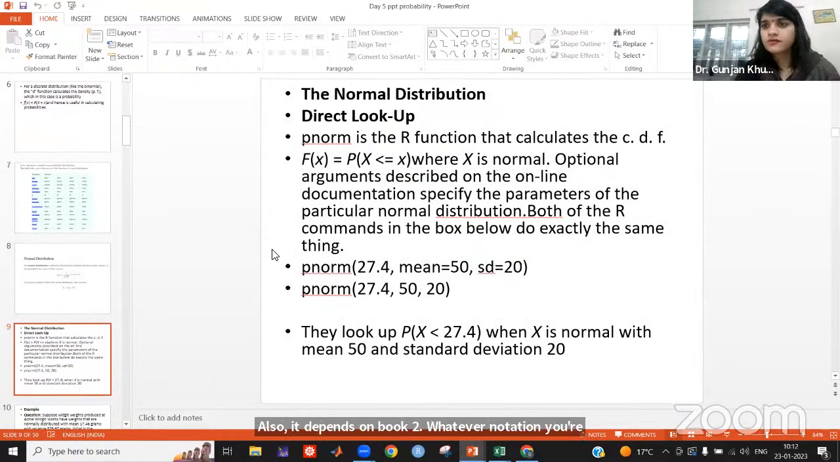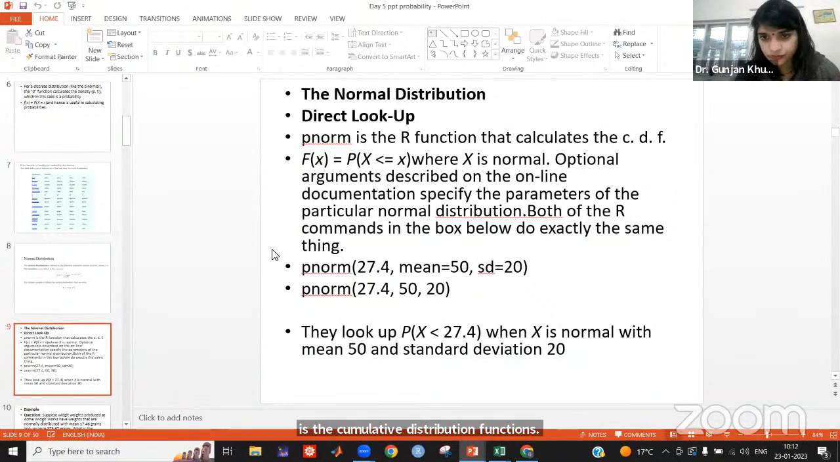So let us talk of normal distribution. Now, pnorm is the function that calculates the cumulative distribution function, and all of you are familiar. If we denote cumulative distribution function by capital F, then capital F of small x is equal to the probability that the capital X, meaning the random variable that follows the normal distribution, is less than or equal to small x. So that is the cumulative distribution function's definition, right?